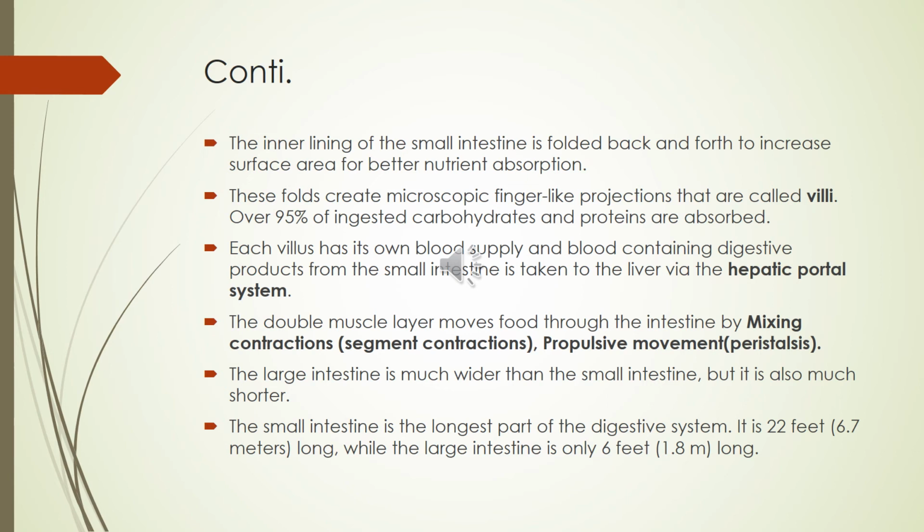The large intestine is much wider than the small intestine, but it is also much shorter as compared to the small intestine. The small intestine is the longest part of the digestive system. It is 22 feet, or you can say 6.7 meters long, while the large intestine is only 6 feet and about 1.8 meters long. But the diameter of both intestines is quite different from each other. The large intestine has a wider diameter as compared to the small intestine.